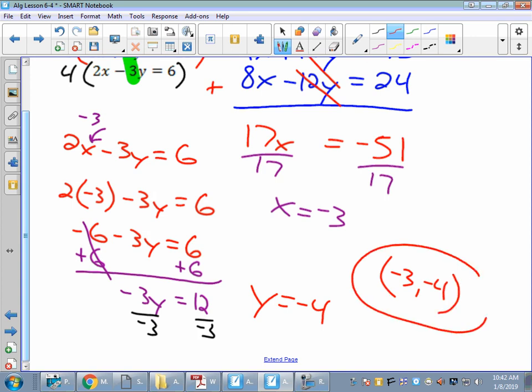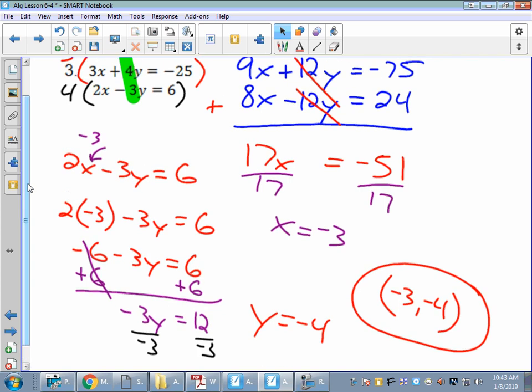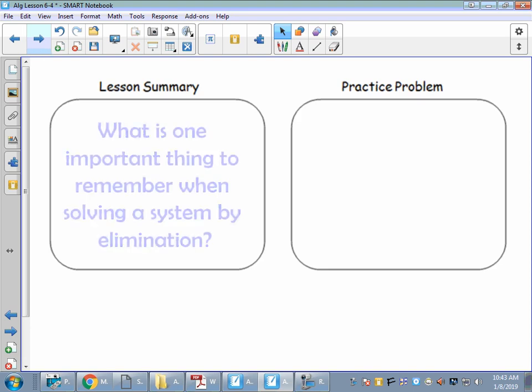And again, what that means is if I graph those two equations or those lines, the original two, they would cross at the point -3, -4. That's our solution. Okay? Extra practice problem there for you. Let's get to the lesson summary.